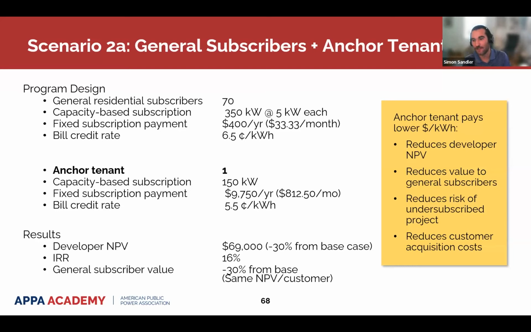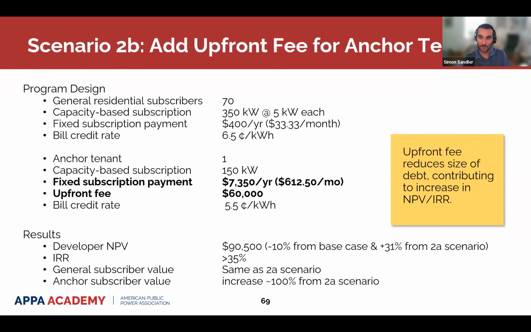So now if we go to 2B as a scenario, which is, let's say the anchor tenant is paying a slightly different thing. So now we have two customer classes, just like the 2A scenario I just showed you. But instead of having the anchor tenant just pay that annual fee, we're going to shift.